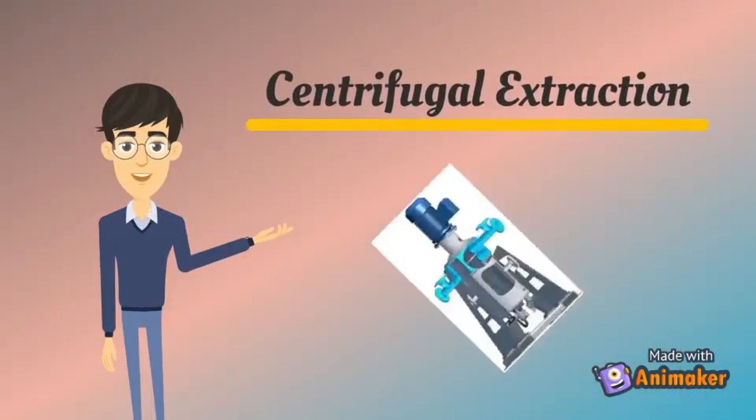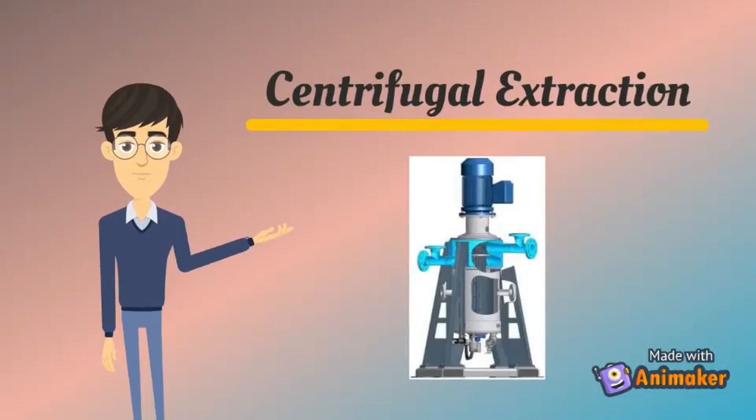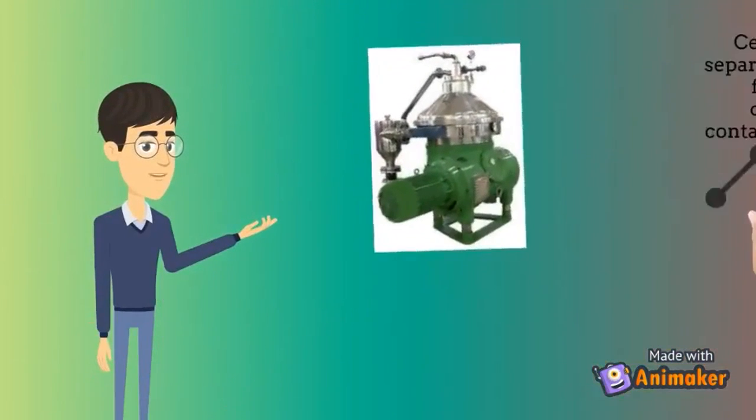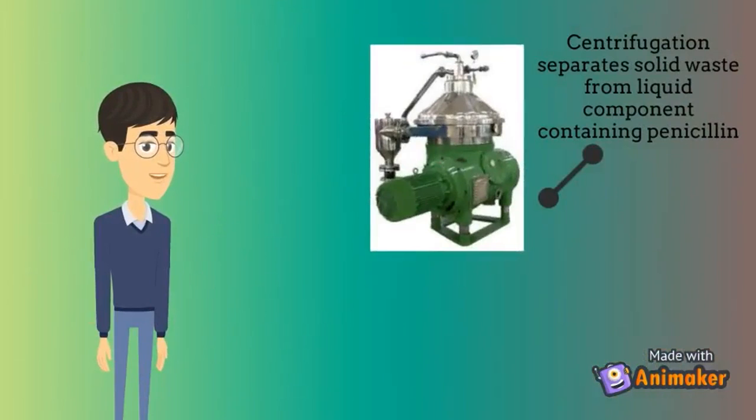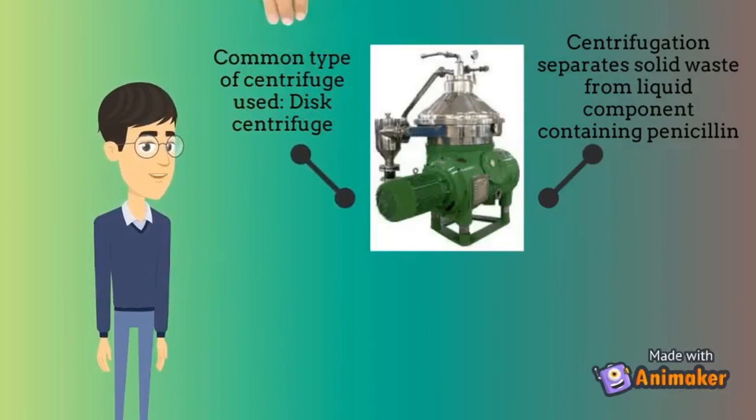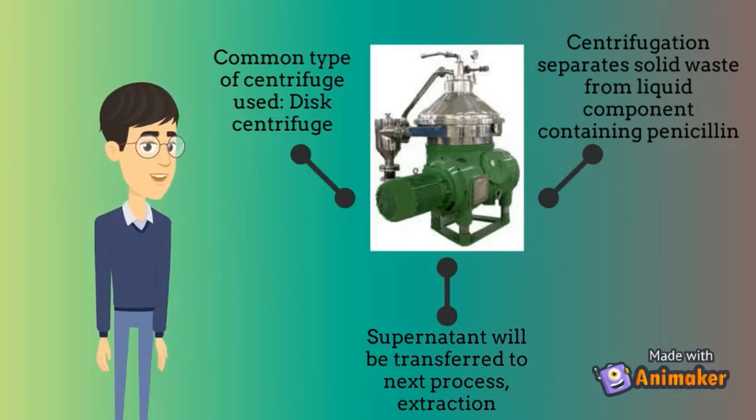Moving on to the next step, which is the centrifugal extraction. Centrifugal extractors are efficient and compact, as well as popular in the pharmaceutical industry, which are favored in the production of penicillin. Centrifugation, which is the process that takes place in the centrifugal extraction, separates solid waste from the liquid component containing penicillin. At this point, a disc centrifuge, that is the most common type of centrifuge used in the industry, is utilized. After centrifugation, the supernatant will then be transferred to the next process, which is extraction.